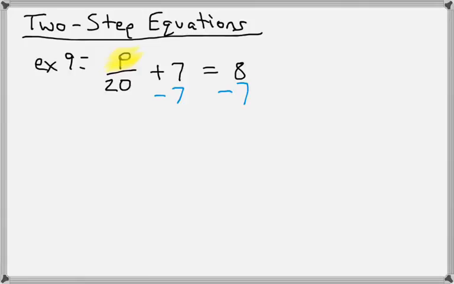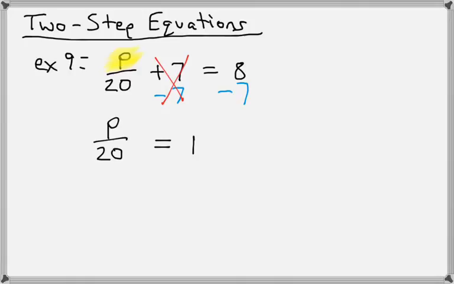So now I still have my p over 20, and now it is equal to a 1 because a positive 7 minus a 7 is a 0, so those cancel out. So that's how we arrived at our p over 20 is equal to 1.